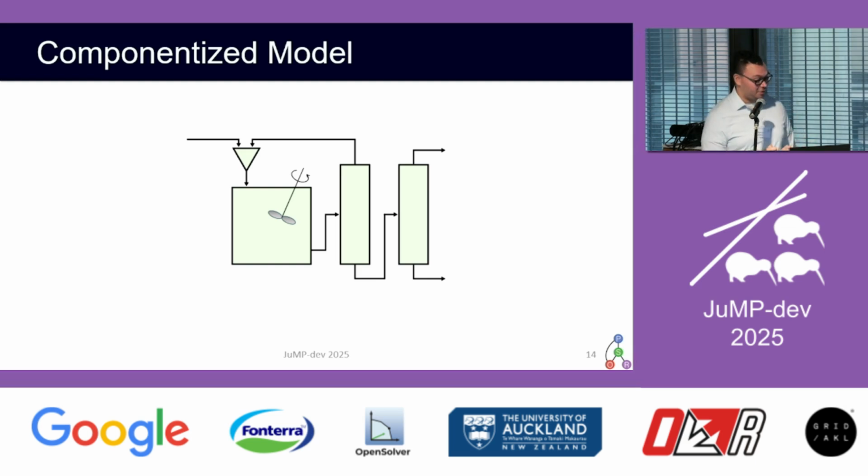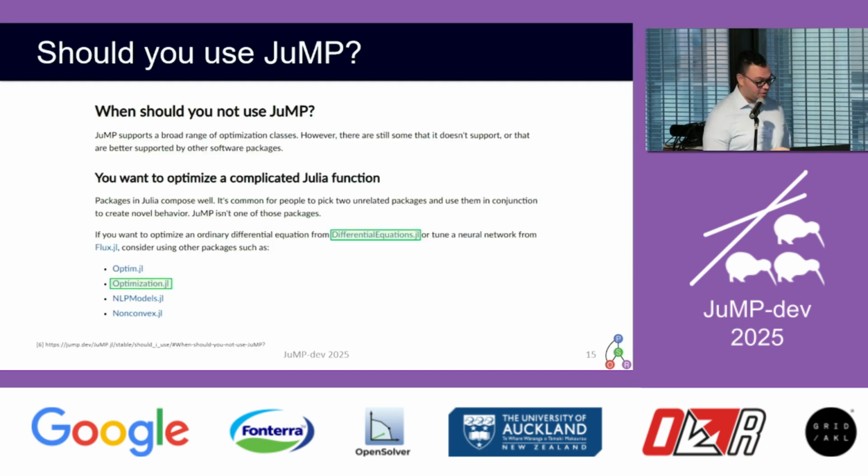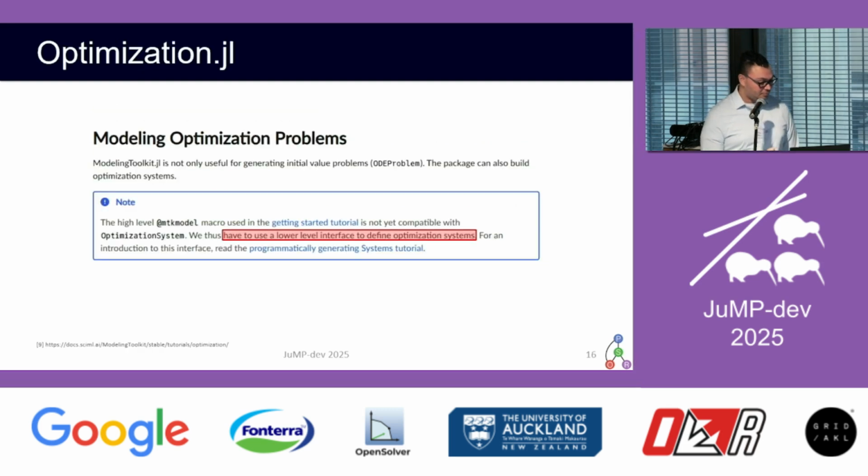So now we have a tool that we can use to model our process flow sheets and simulate them, but we still can't use them for optimization, really. But maybe we can, because ModelingToolkit is part of the SciML ecosystem. And again, the documentation here says we should use DifferentialEquations or Optimization.jl, which are both part of the same ecosystem. So maybe we could use that for optimization.